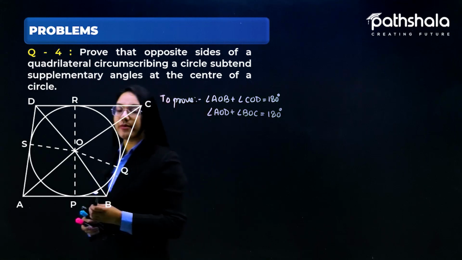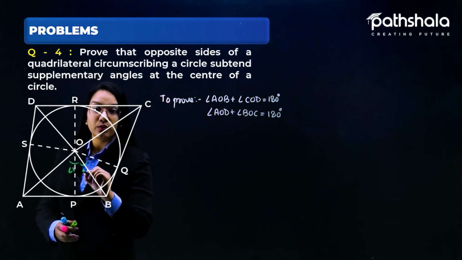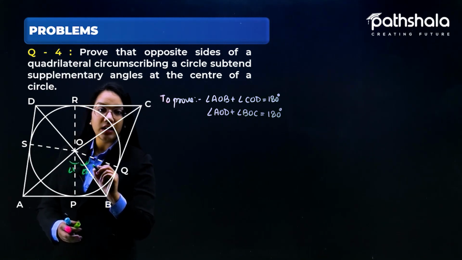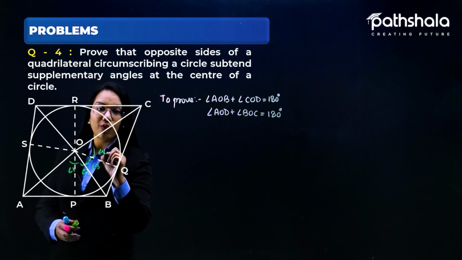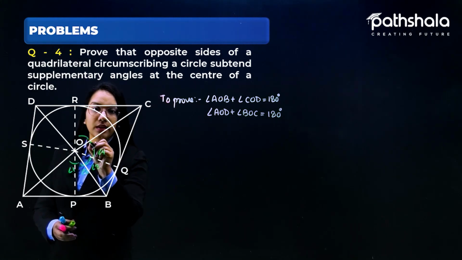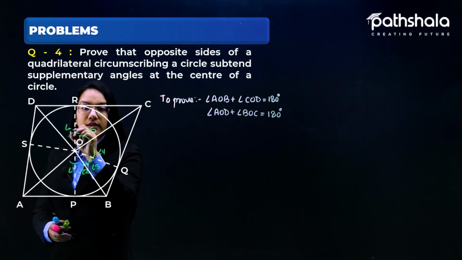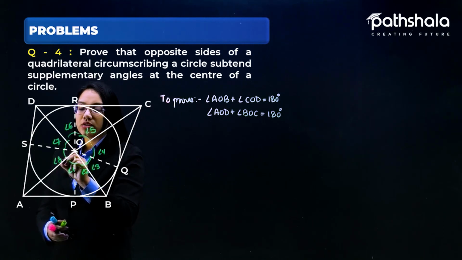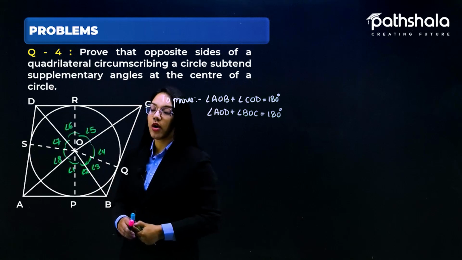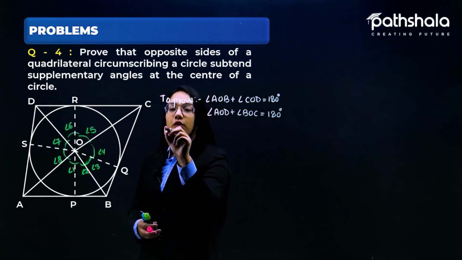But before that, let me label these angles: this as angle 1, this as angle 2, this as angle 3, this angle as angle 4, this as angle 5, this angle as angle 6, this as angle 7, and this angle as angle 8. So I'm taking these angles as angle 1, 2, 3, 4, 5, 6, 7, 8, and so on. Now let's talk about the proof of this question.